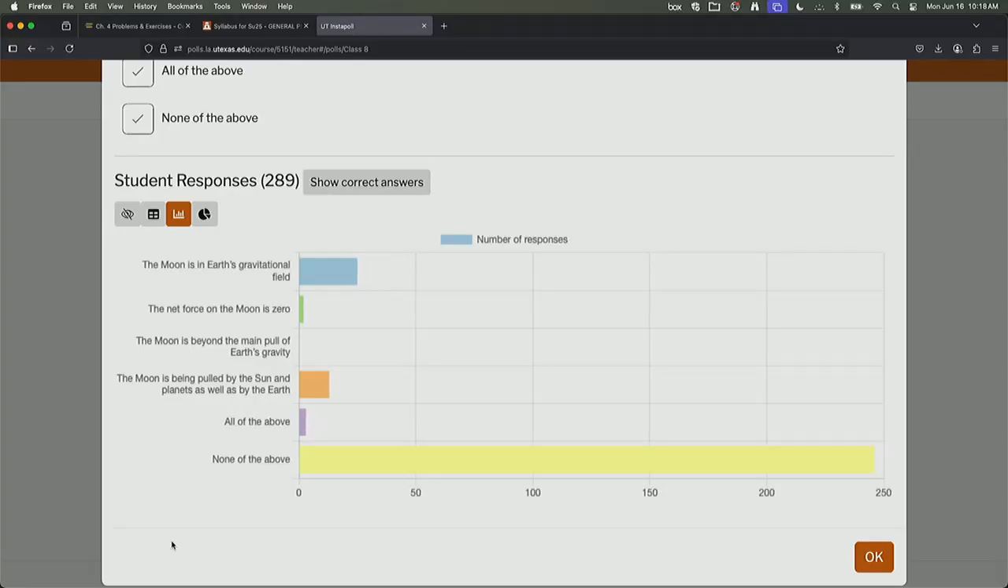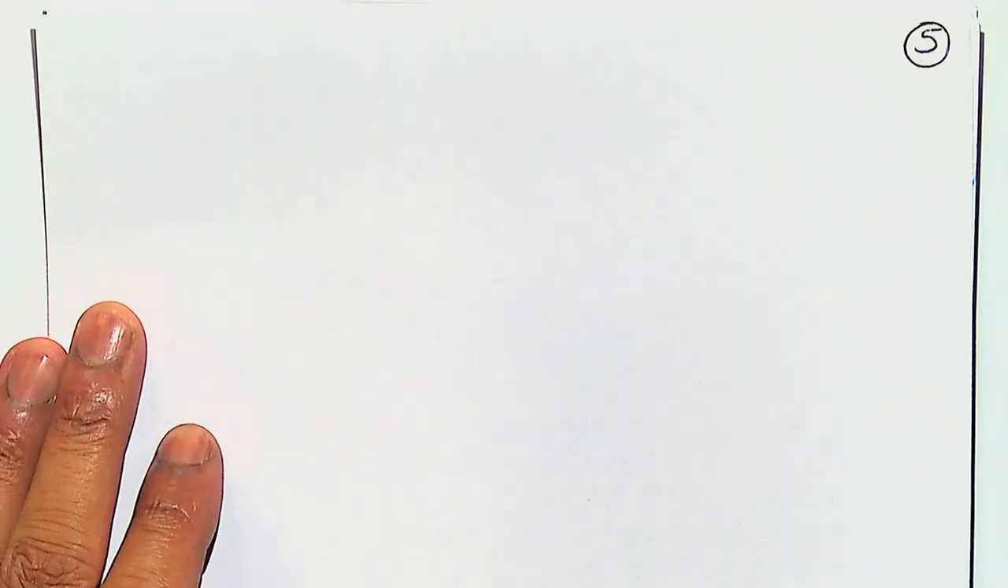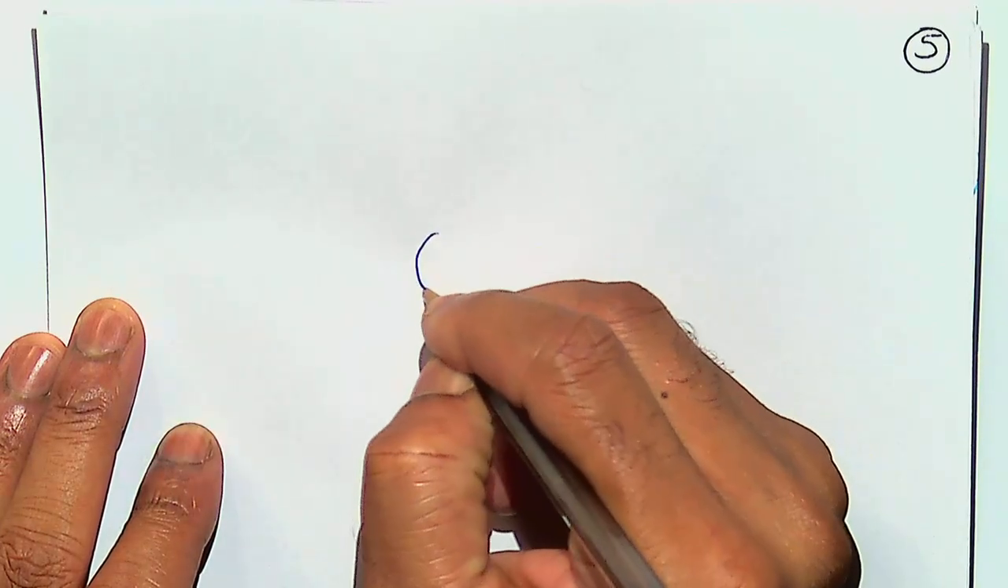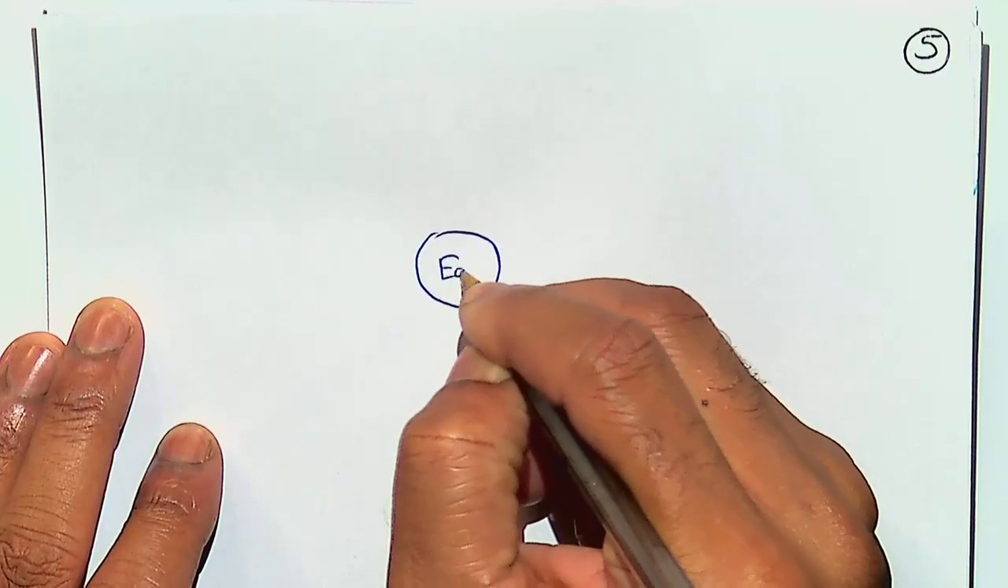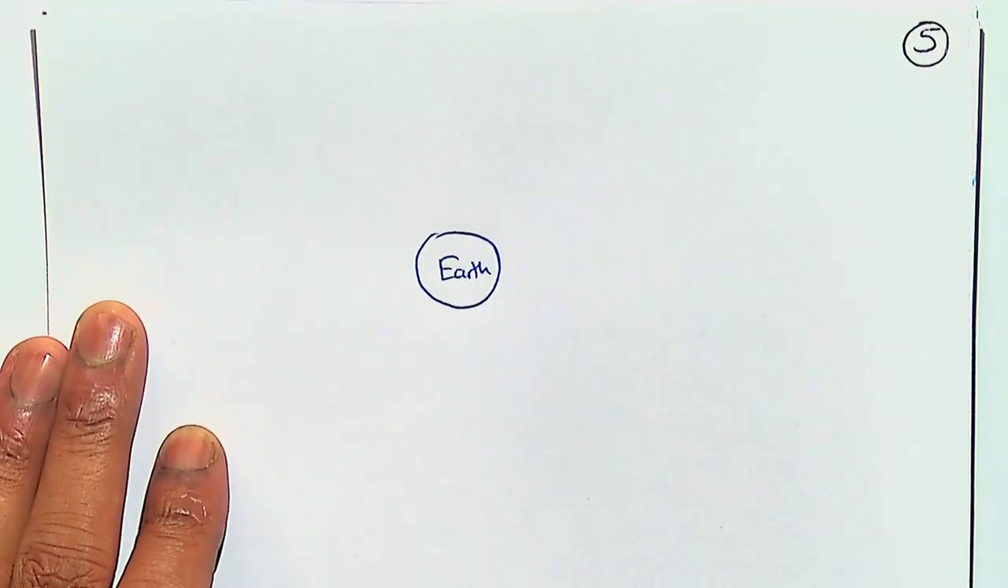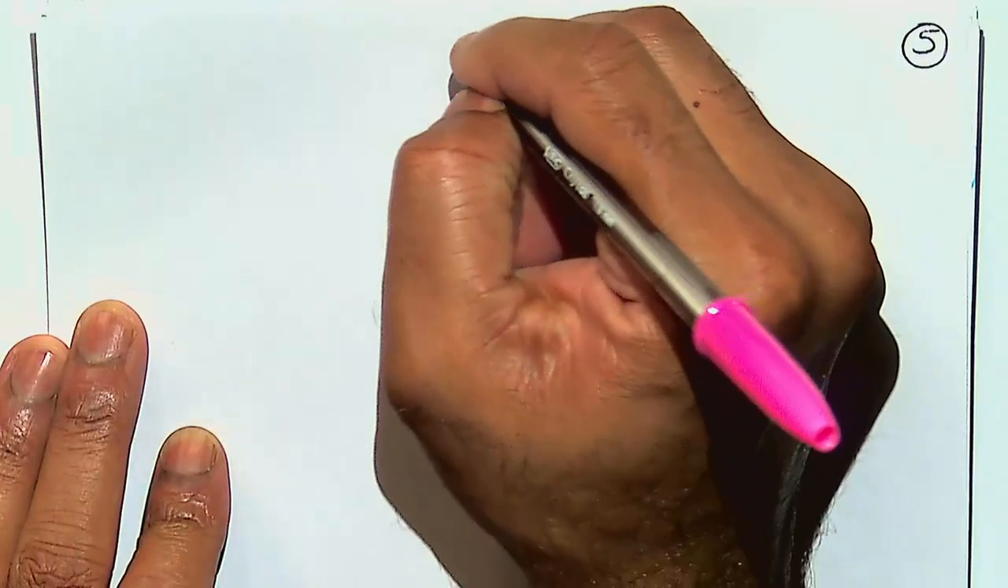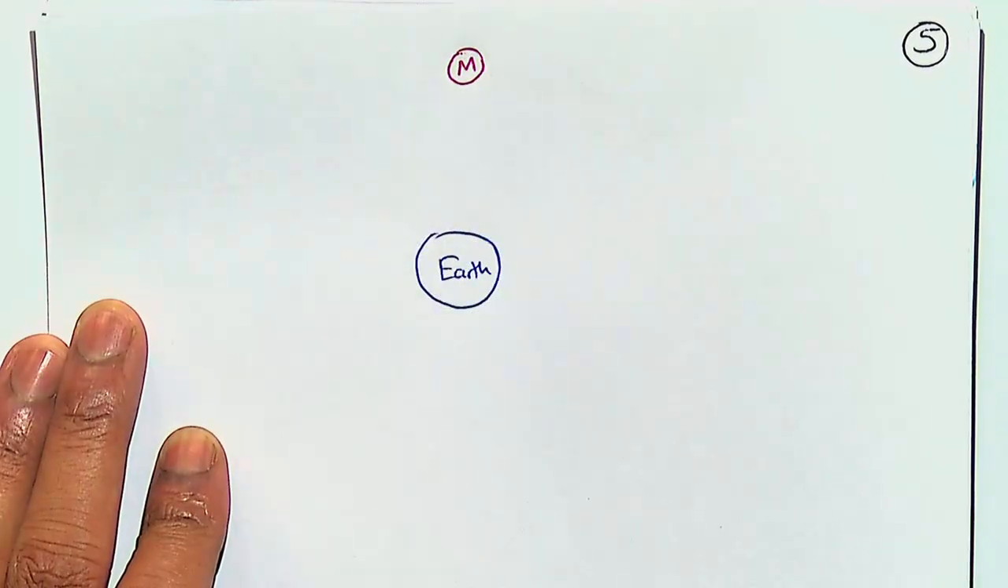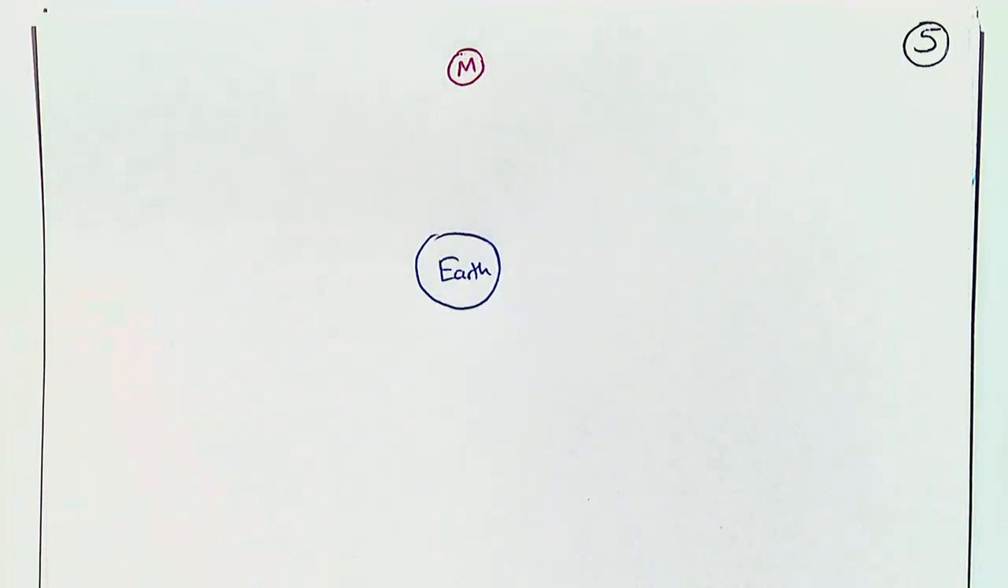But it's not too far from the truth, in the sense that, yes, the moon is falling towards the Earth, but it keeps missing the Earth. That's why it is able to go around the Earth. So let's go to our notes and think about this again. Here's the Earth one more time, and let's put the moon right there. Why doesn't it fall?